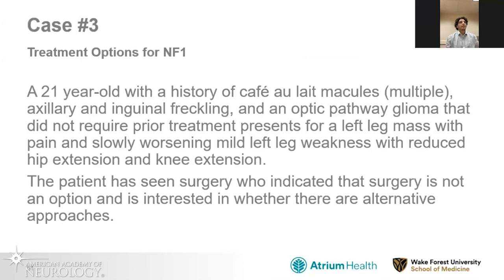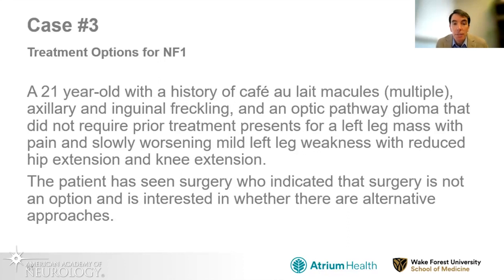All right, case 3, 21-year-old with a history of cafe au lait macules, axillary and inguinal freckling, and an optic pathway glioma that did not require previous treatment, presents for a left leg mass with pain and slowly worsening mild left leg weakness and reduced hip extension and knee extension. Patient has seen surgery who indicated that surgery is not an option and is interested if there are any alternative approaches. There is learning all over this slide.